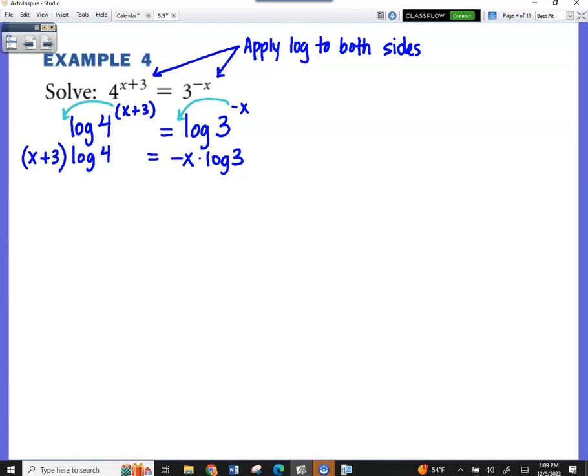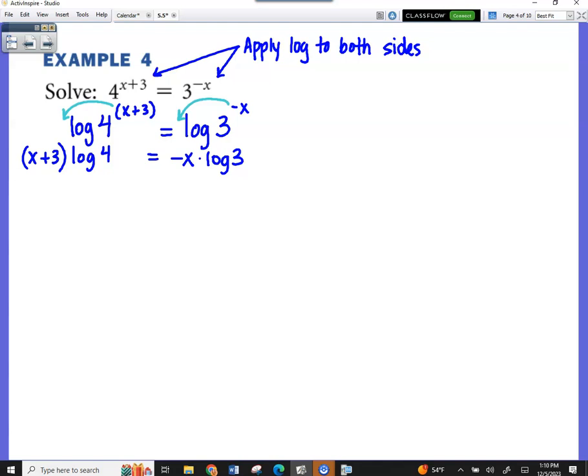You have a binomial x plus 3 with something that is being multiplied to it. It's log 4, and it looks weird because it's after the parentheses. If it bothers you, just move it to the front, but this is a distribution step. We need the log 4 to distribute to the parentheses. You need to know that this x plus 3 stays in the front of the log. Log 4 stays intact, okay?